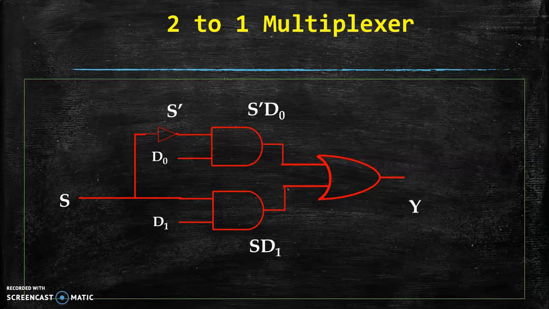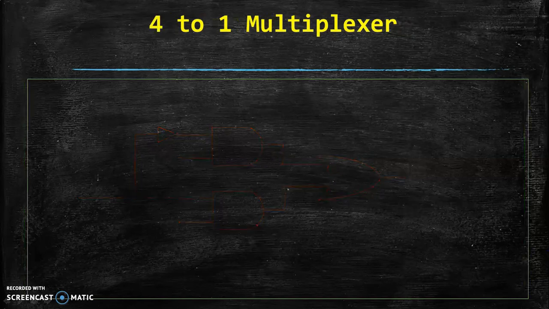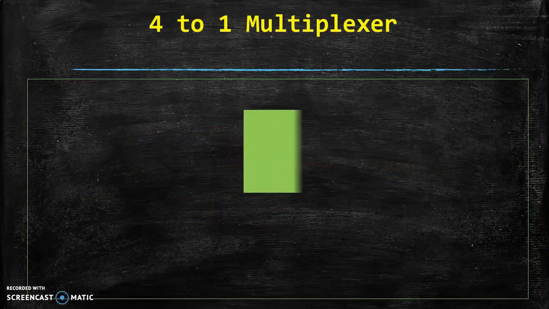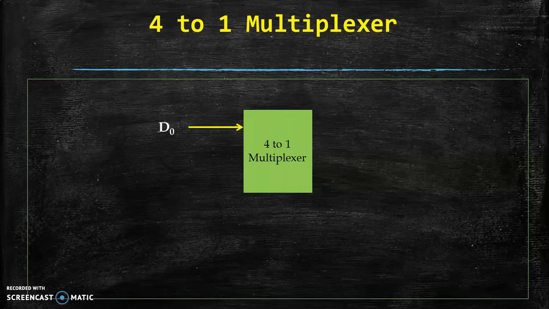and output of OR gate, that is Y, and it is equal to S bar D0 plus S dot D1. So this way we can implement the logic circuit for the 2 to 1 multiplexer. Now let us take one more example for 4 to 1 multiplexer. Let us see the block diagram for 4 to 1 multiplexer.